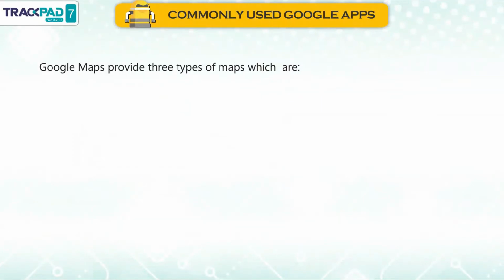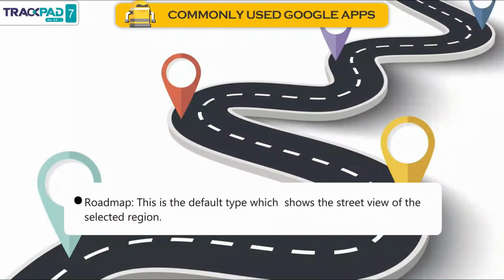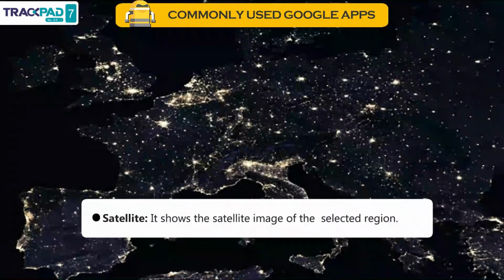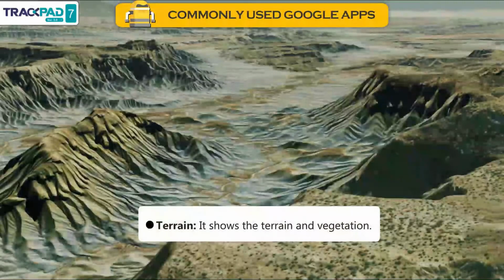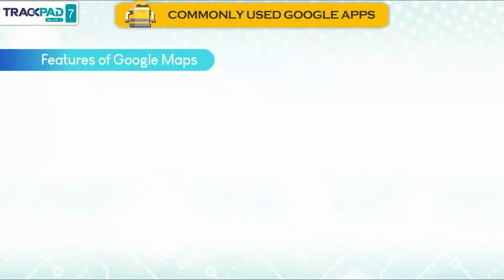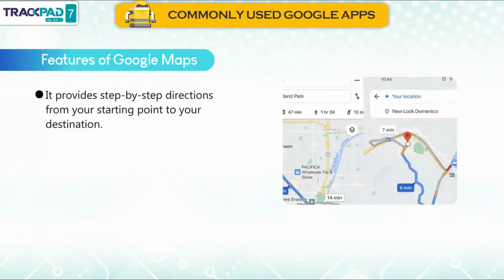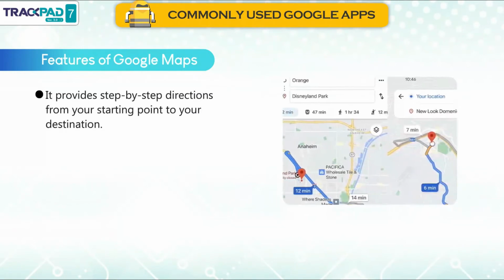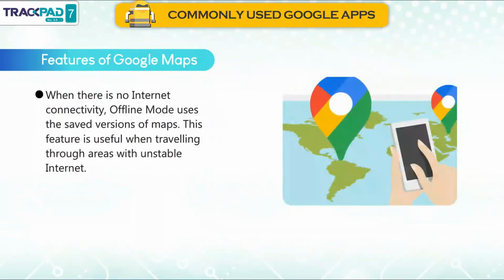Google Maps provides three types of map, which are Road Map. This is the default type, which shows the street view of the selected region. Satellite. It shows the satellite image of the selected region. Terrain. It shows the terrain and vegetation. Features of Google Maps. It provides step-by-step directions from your starting point to your destination.